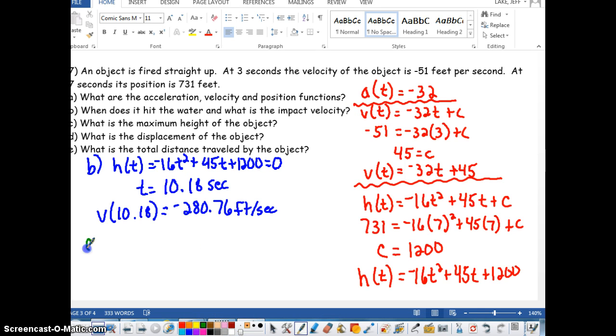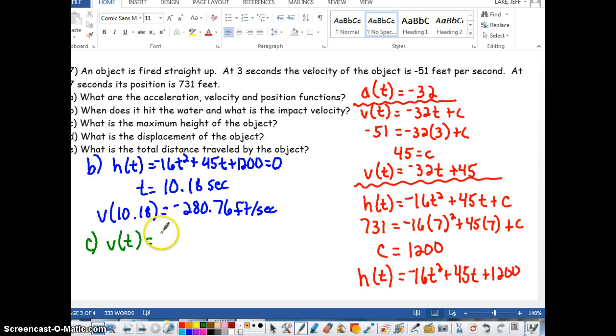All right, part C, it's asking what is the maximum height. So maximum height is when you set the velocity equal to 0. These two questions, B and C, are the two questions that I typically always ask for the projectile. One is when it hits the ground, that's part B, set the position equal to 0. The second is when is the maximum height. So it's the other end of the spectrum, it's the very, very top instead of the bottom. And that's when you set the velocity equal to 0.